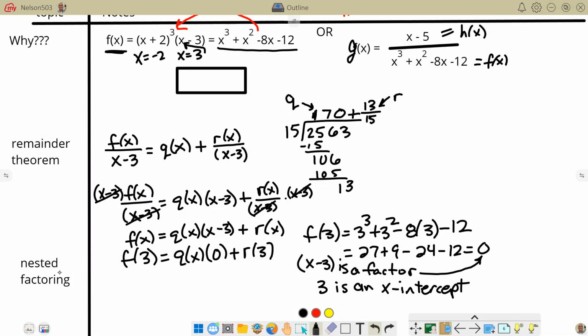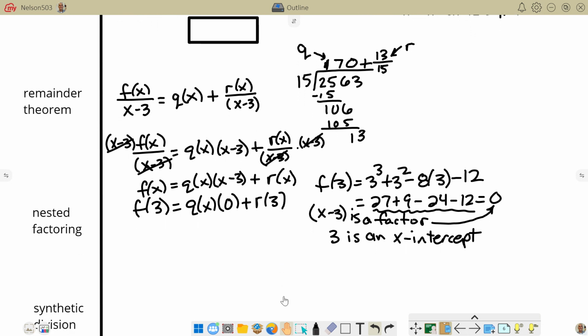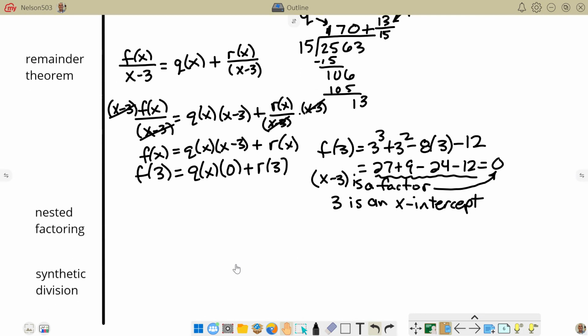If I'm doing this work, that's kind of a bit of a hassle, you know, to plug 3 in, particularly if the function's way more difficult than this. I mean, this was a cubic. What if you had like a 5th degree polynomial or something like that? So I'm going to give you some techniques for making life a little bit easier. One of the techniques is called synthetic division, okay? So in video 2, I'm going to talk about this nested factoring and synthetic division. We're going to continue our notes from here.